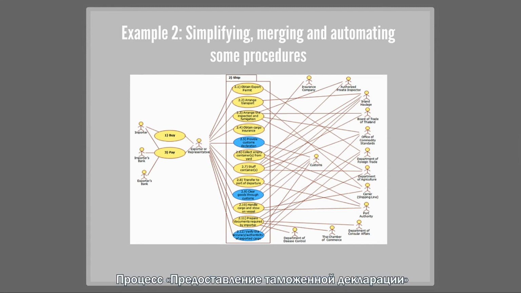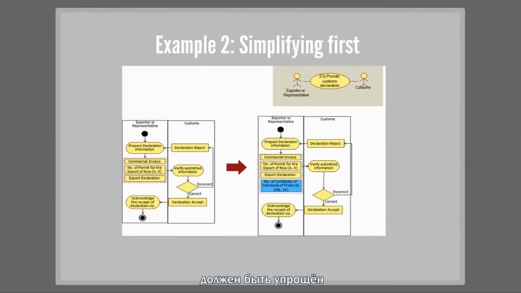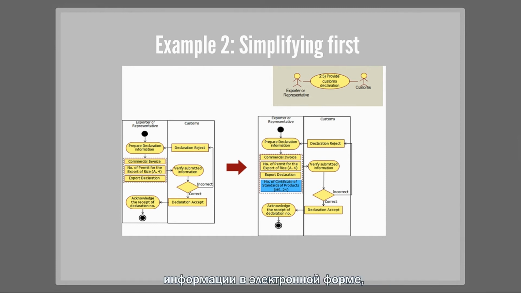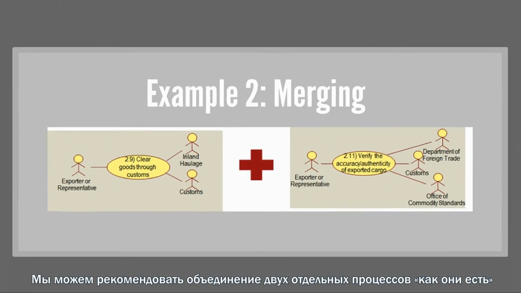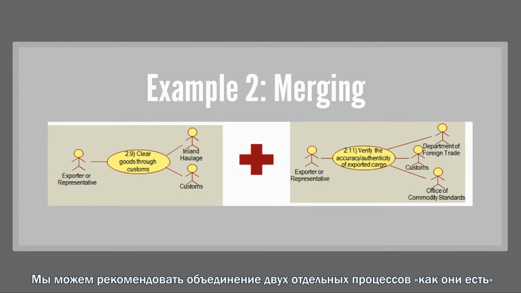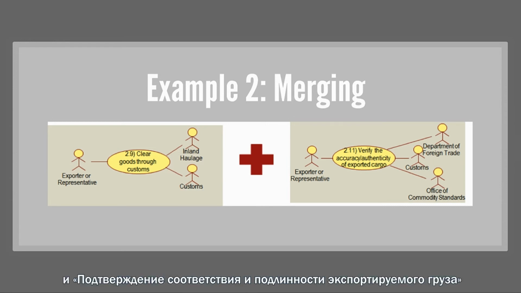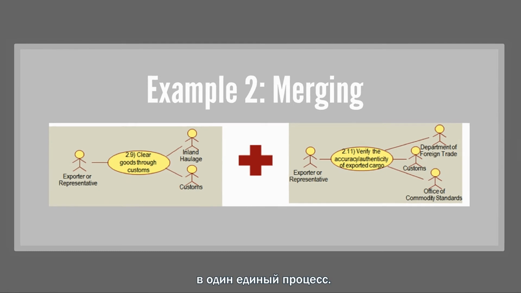Firstly, the provide customs declaration process shall be simplified first by changing from submitting the product quality certificate in paper-based form. The to-be process shall accept electronic information instead, with just the identification number of the corresponding certificate. We can recommend to merge two separate as-is processes into one process. In this example, it means merging the clear goods through customs process and the verifying the accuracy and authenticity of exported cargo into one holistic process.